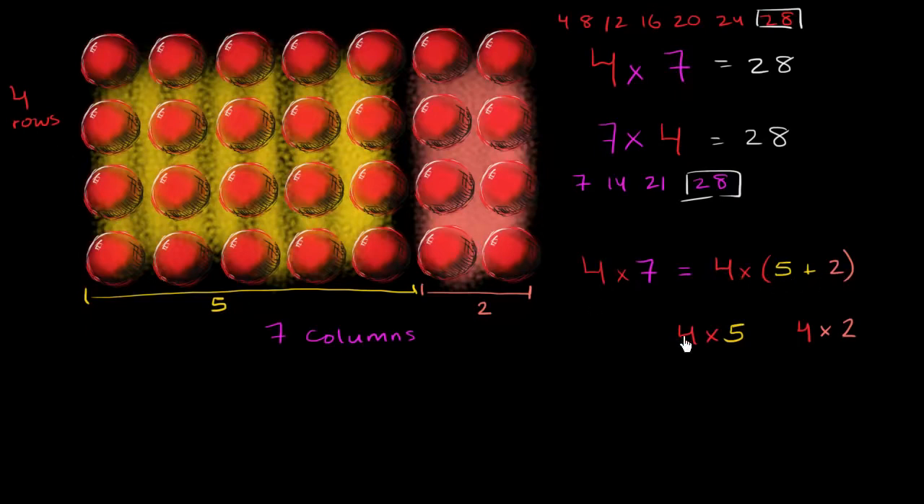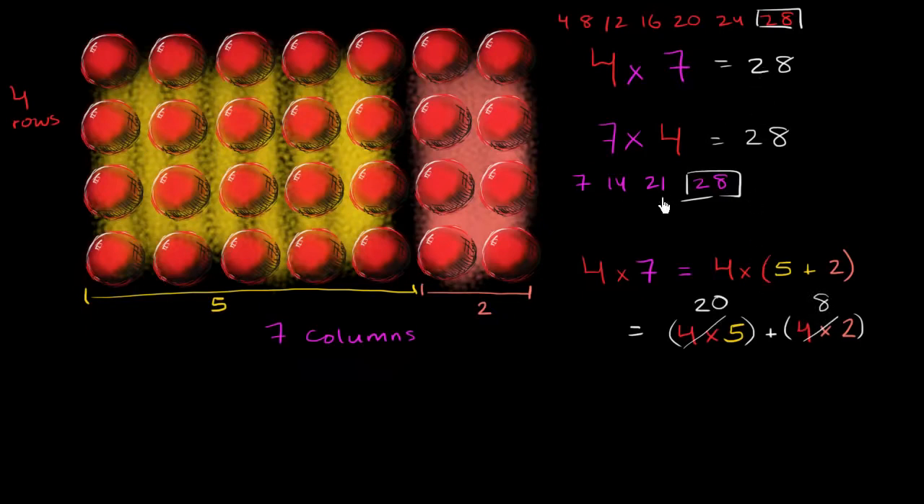So if we take the sum of these things, and we want to do the multiplication first, I'll just put a parenthesis around that to emphasize that this is going to be the same thing as these things up here. And so you might say, oh, I know what 4 times 5 is. 4 times 5 is 20. 4 times 2 is 8. 20 plus 8 is 28.